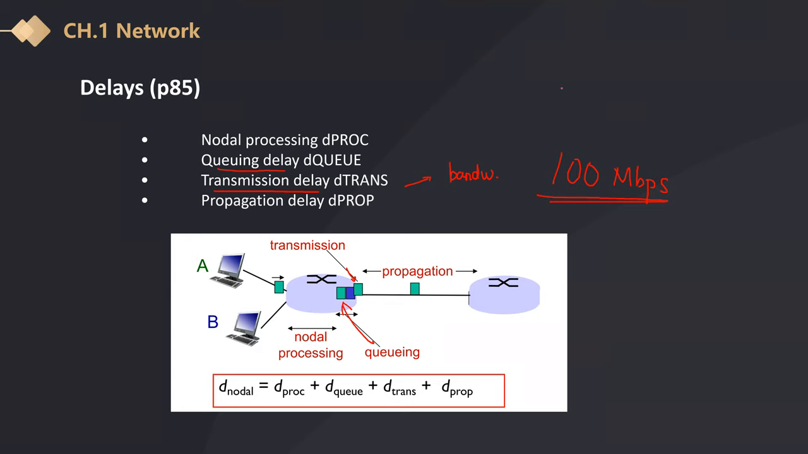Let's say we have a 1 GB file to send. What will be the transmission delay here? If we have a bandwidth of 100 Mbps and we want to send a file to the internet of 1 GB, how long will it take? You may say 10 seconds, I guess.